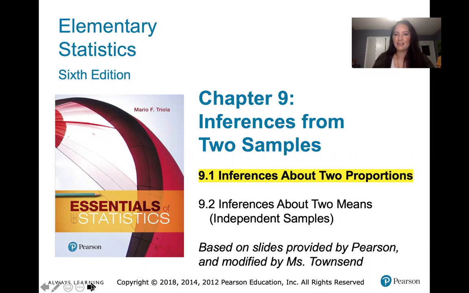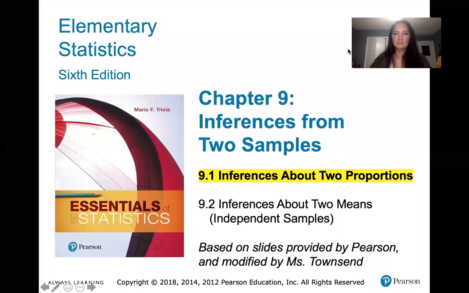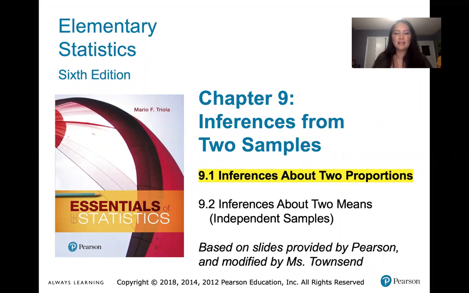So anytime we're making a comparison between groups, the methods in chapter 9 are appropriate. This is a great place to start if you want to compare two groups. In lesson 9.1, we're going to make inferences about two population proportions. In lesson 9.2, we're going to make inferences about two means. In 9.2, those samples will be independent samples. I believe 9.3 is related to making inferences about two means when the samples are dependent.